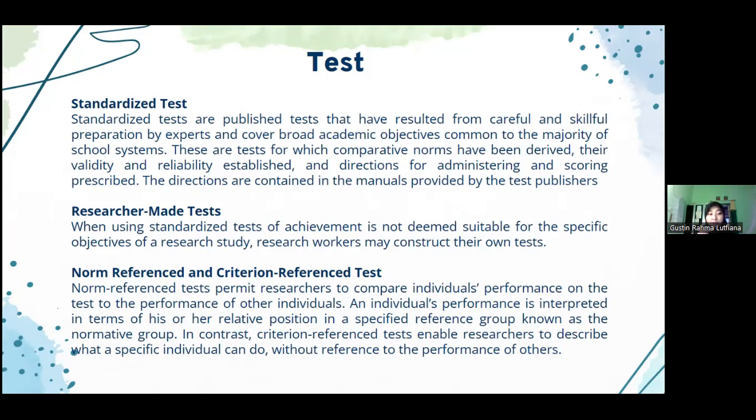The third is norm reference and criterion reference test. Norm reference tests permit researchers to compare an individual's performance on the test to the performance of other individuals. An individual's performance is interpreted in terms of his or her relative position in a specified reference group known as the normative group. In contrast, criterion reference tests enable researchers to describe what a specific individual can do without reference to the performance of others.